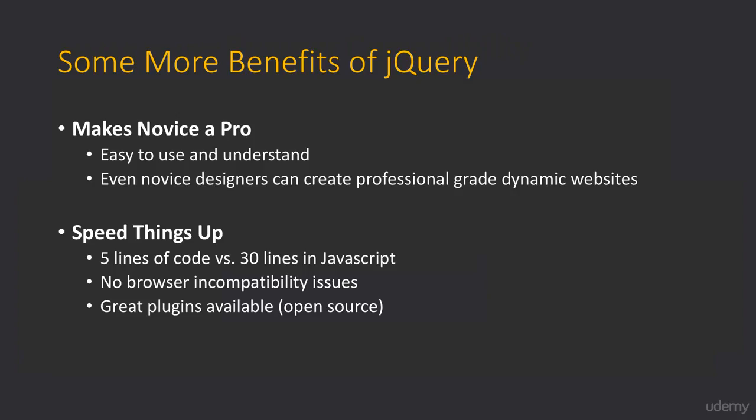Now, here are a few more things that make jQuery such a popular library. It makes a novice look like a professional. Okay, a novice developer can get great work done using jQuery. It's easy to understand and use, and novice designers can create professional-grade dynamic websites. And not only that, it speeds up the development process, right? 5 lines of code of jQuery versus 30 lines of code in JavaScript. That's the typical ratio we're talking about here.